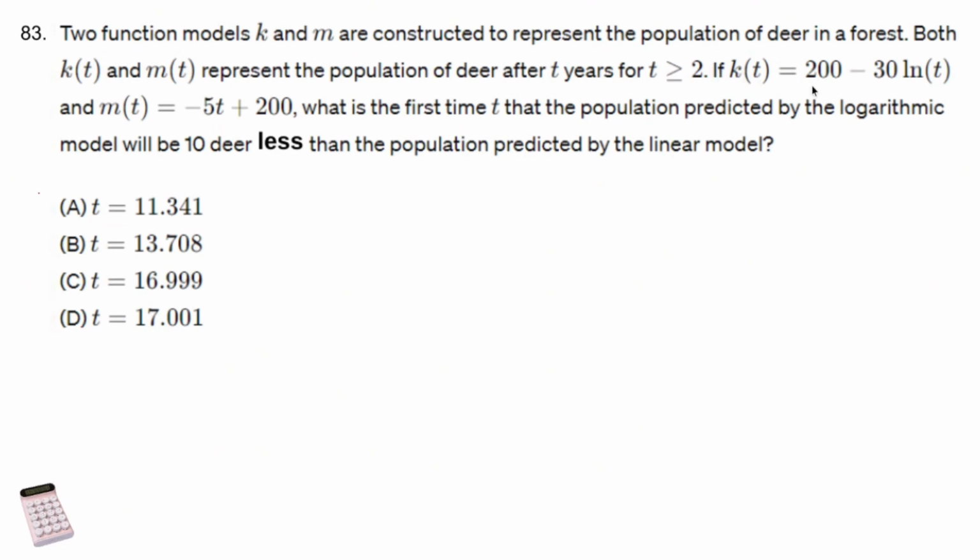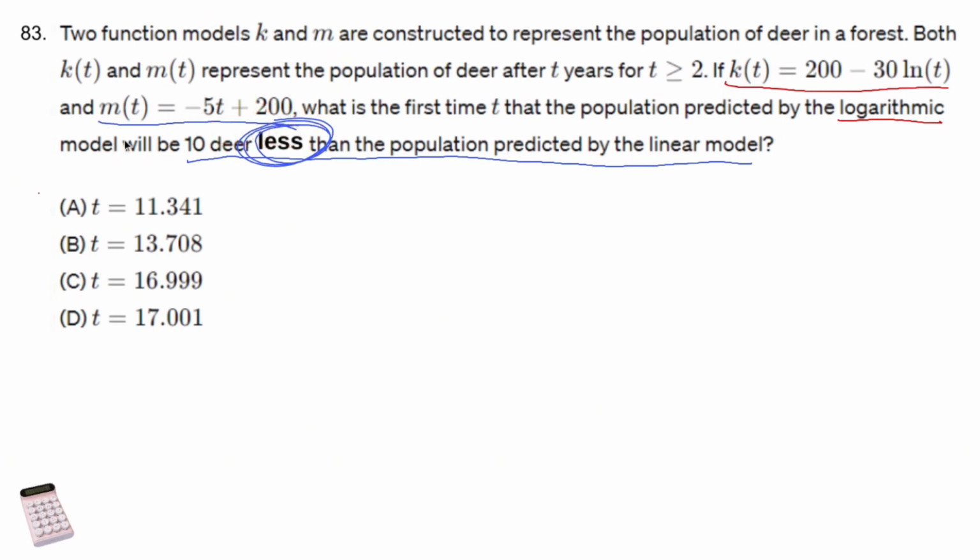If k of t is 200 minus 30 ln of t, and m of t is negative 5t plus 200, what is the first time t that the population predicted by the logarithmic model will be 10 years less than the population predicted by the linear model? By the way, k is the logarithmic, and m is the linear model. Ooh, look at me emphasizing that word with a bold font.